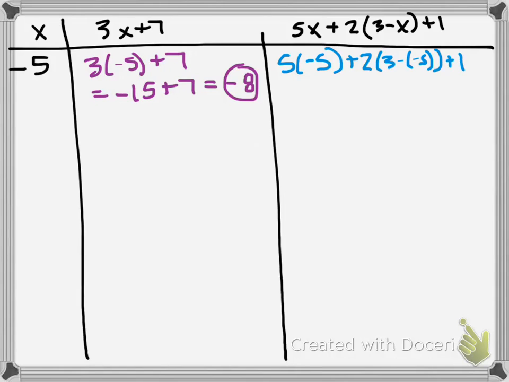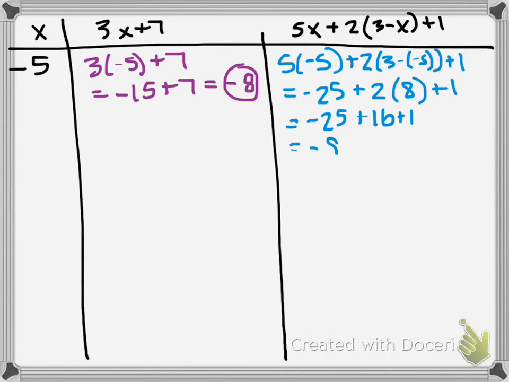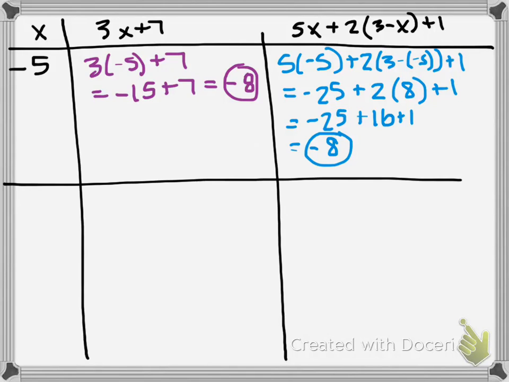5 times negative 5 plus 2 times the quantity 3 minus negative 5 plus 1 equals negative 25 plus 2 times 8 plus 1 equals negative 25 plus 16 plus 1 equals negative 8.